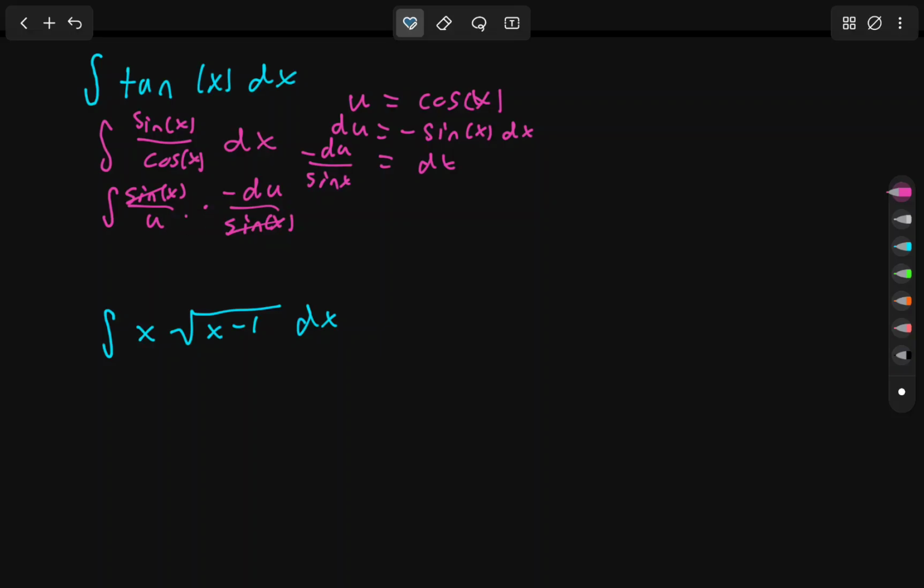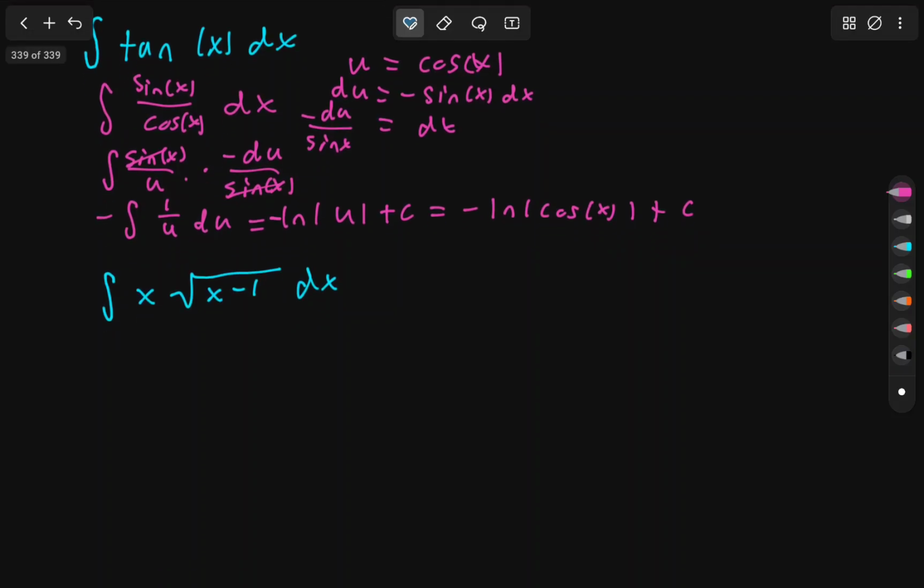And now what we're left with is the integral, and we'll bring this negative out front, of 1 over u du. Well, this is the same thing as negative natural log of absolute value of u, plus c, which, since u is equal to cosine of x, we get negative natural log of absolute value of cosine of x plus c. And that is our answer.